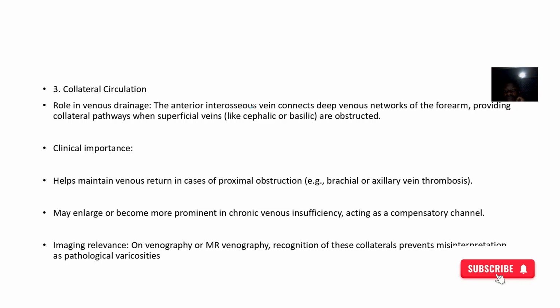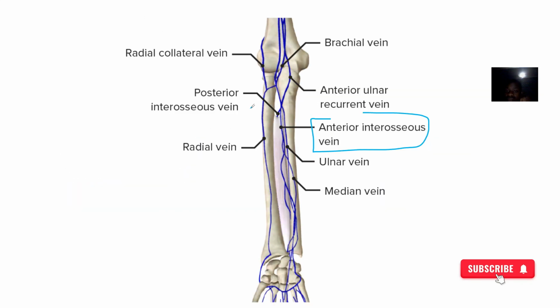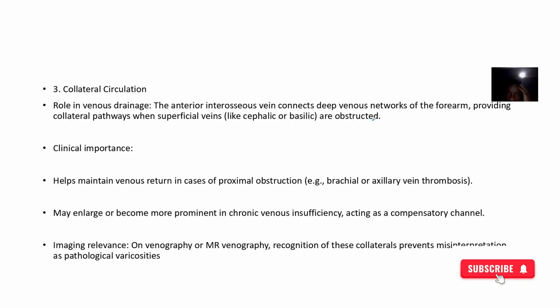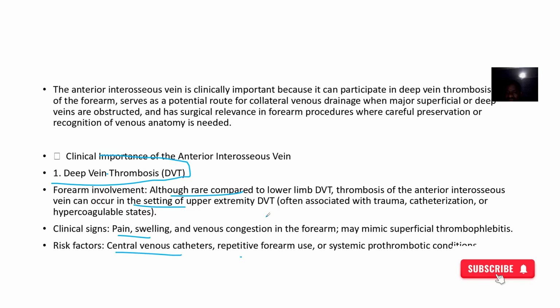So collateral circulation, of course, it connects with other veins around here. You can see the network. Together they form that rich blood network around the elbow downward. So they form the deep venous network of the forearm, providing collateral pathways when superficial veins are obstructed. They also help to maintain venous return in cases of proximal obstruction, and may enlarge or become prominent in chronic venous insufficiency. Okay, so that's what we have. They also help in venography and in magnetic resonance venography.